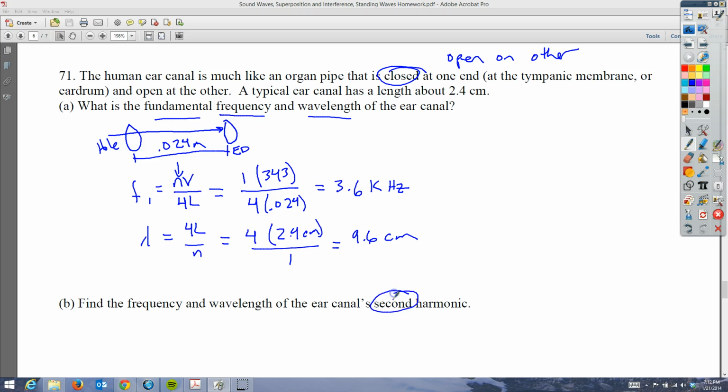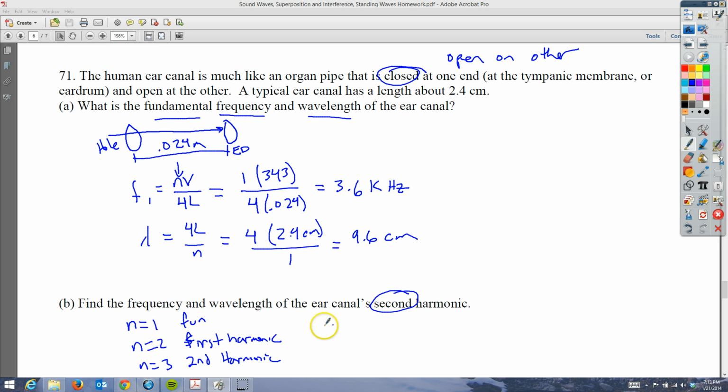When it says the second harmonic, the only thing you need to change here is that we know the fundamental frequency. N equals 1 is the fundamental. N equals 2 would be the first harmonic. And if N is equal to 3, that is what we call the second harmonic. So it's 2 octaves higher. If you know music, you'll understand what I mean.